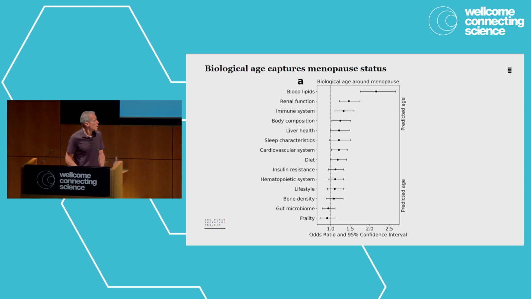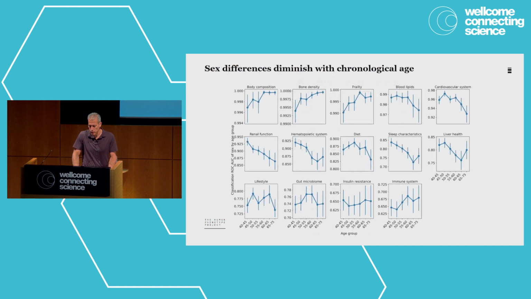So if we do an analysis that compares women of the same age but pre versus post menopausal women, we see that multiple different clocks actually exhibit a very different biological age when we compare post versus pre-menopausal women of the same chronological age. And so these various body systems are presumably affected by the menopause.